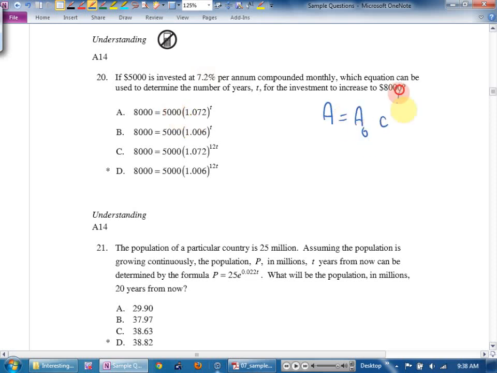Where you have your final amount, initial amount. You know what? I would have glanced at this, and I would have said, I don't care about those, apparently, because they're the same in every question.